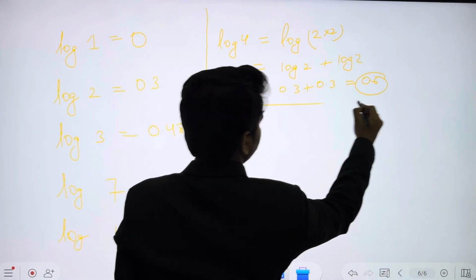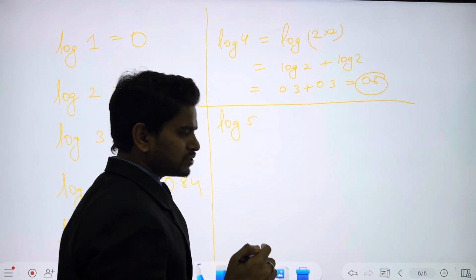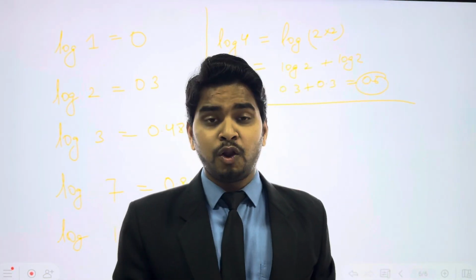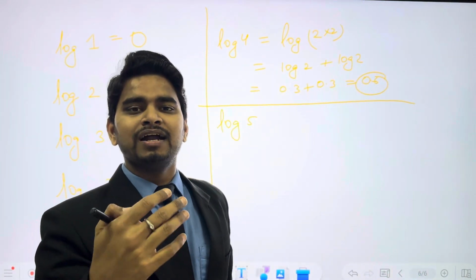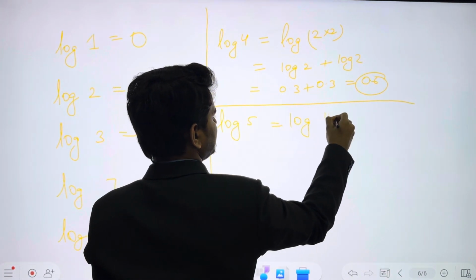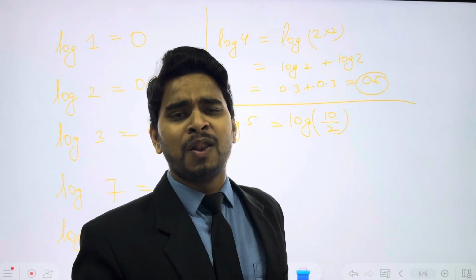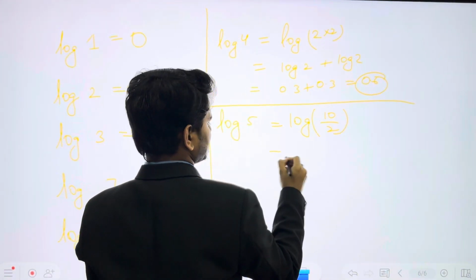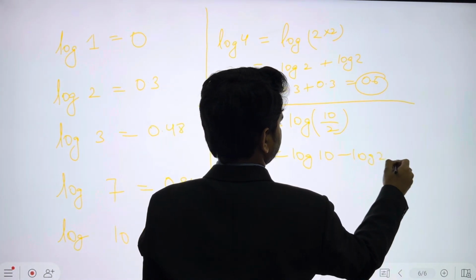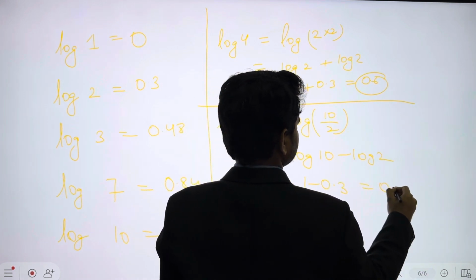Let's try to find out the value of log 5. How can we write log 5? We have to try to write the value in such a way that we can relate with the numbers we know. And log 5 we can write as log 10 by 2. Is that correct? And we know well, log A by B can be written as log A minus log B. So 1 minus 0.3 is equal to 0.7.